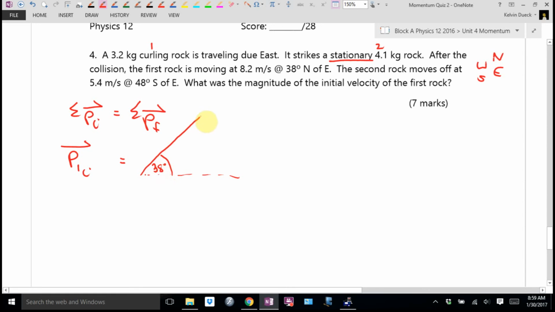38 degrees north of east. And, oh, hang on. Why am I drawing that already, Mr. Dewick? I still got to do this algebraically. Momentum of rock 1 final, they don't stick together. Sorry, there's my momentum equation.